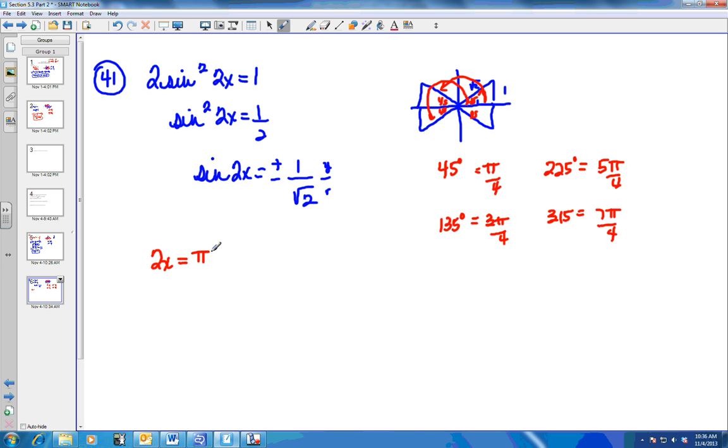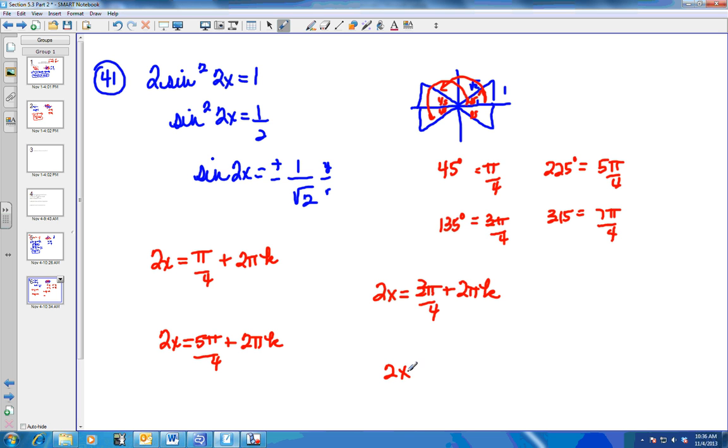Okay, so remember our angle 2x equals all 4 of these. So I'm going to say pi over 4, and then they want all of our answers. So the period for sine is 2 pi, so every 2 pi after that. And then I'm going to write each one. So then 2x equals 5 pi over 4, plus every 2 pi after that. 2x equals 3 pi over 4, plus every 2 pi after that. And 2x equals 7 pi over 4, and 2 pi after that.